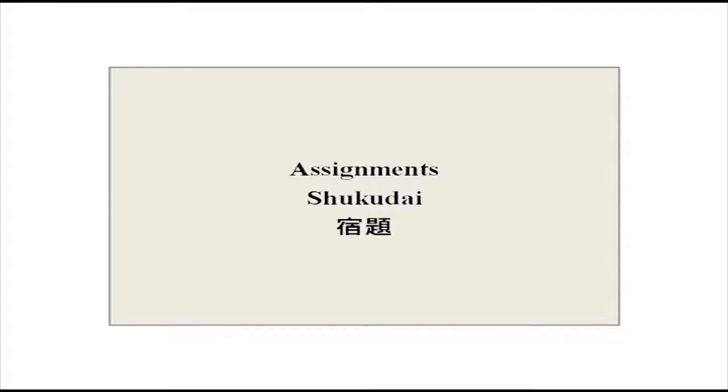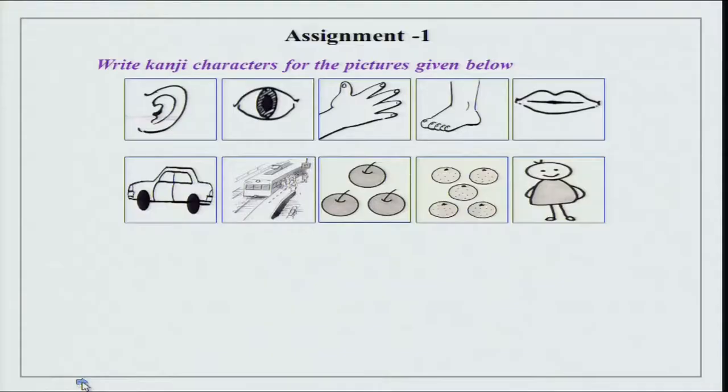But before that, we will do our assignments as we always do. Let us see what the first assignment is. There are a lot of pictures in this assignment, and you are to write kanji characters for these pictures. Let us see the first one. It looks like an ear, mimi. Everything is in kanji and hiragana, so you practice your hiragana as well.